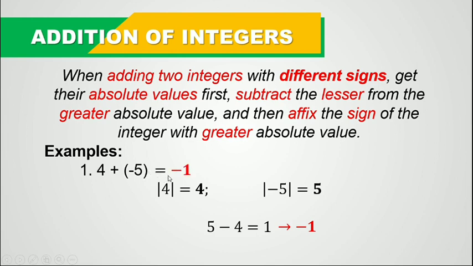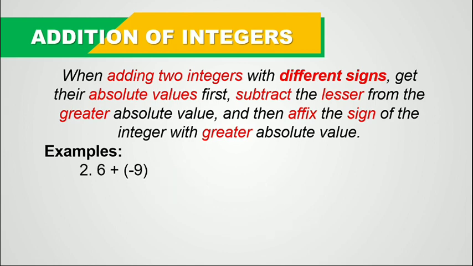Okay? Let's have another example for you to understand this concept better. 6 plus -9. Again, we are going to get their absolute values first. What is the absolute value of 6? The absolute value of 6 is just 6, +6. The absolute value of -9 is just +9. And then we are going to subtract the lesser absolute value from the greater absolute value.